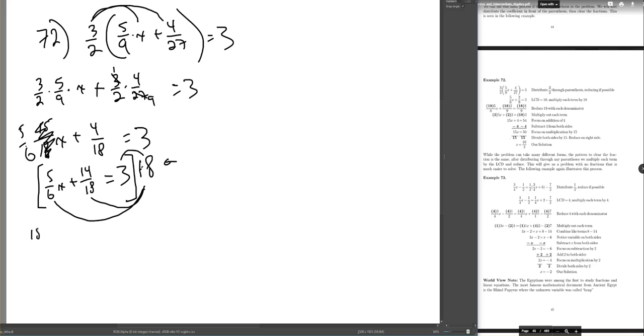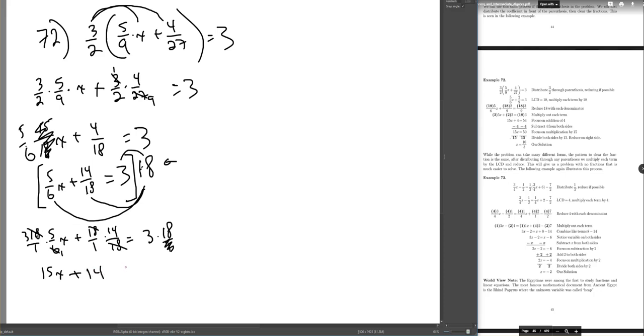So that becomes 18 over 1 times 5 over 6x plus 18 over 1 multiplied by 4 over 18 equals 3 times 18 over 1, or just 18. Boom. All right. Let's look at this. So here I have 18 over 6. I can turn this into 3 over 1. 3 times 5 equals 15x, right? Plus, here I have 18 and 18. I'm going to eliminate those 18s, and I'm left with 4.